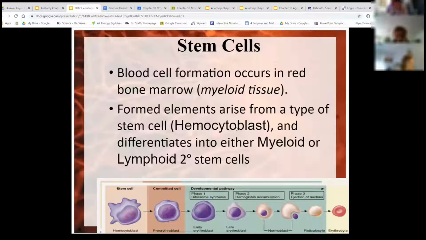It will first differentiate, so lineage, into a myeloid or lymphoid. You do want to know those 2 words. Myeloid stem cells are found in the myeloid tissue, bone marrow. Lymphoid stem cells give rise to cells that will leave and go into the lymph tissue. So lymph vessels are like blood vessels, only they contain plasma.